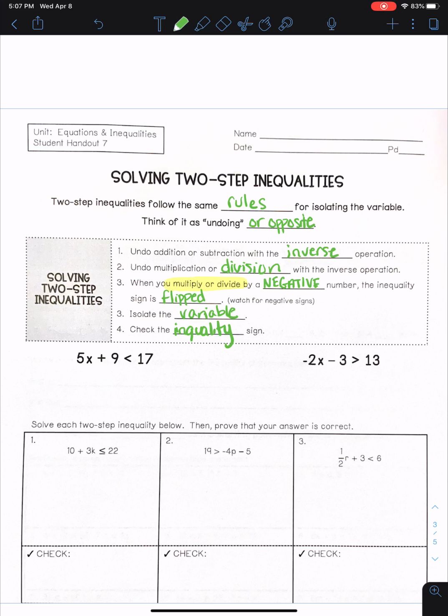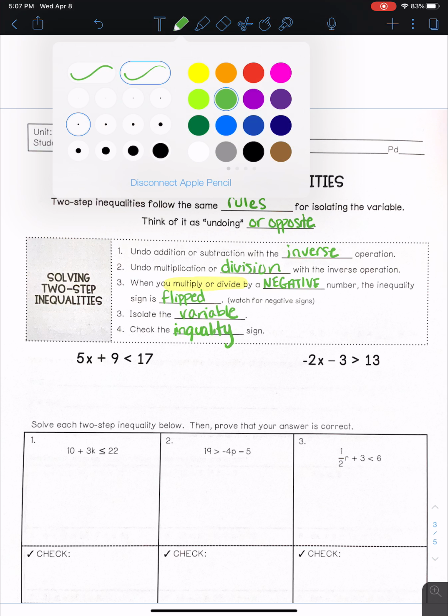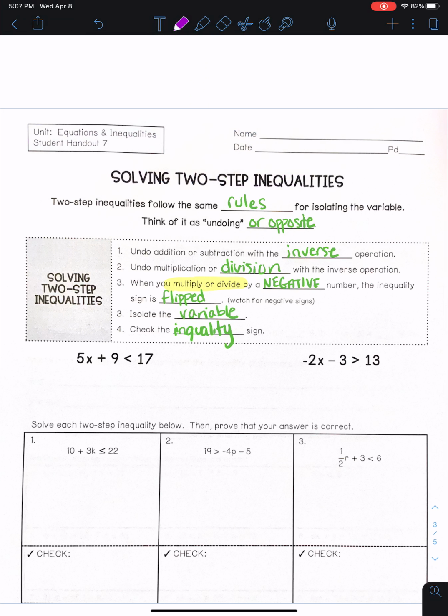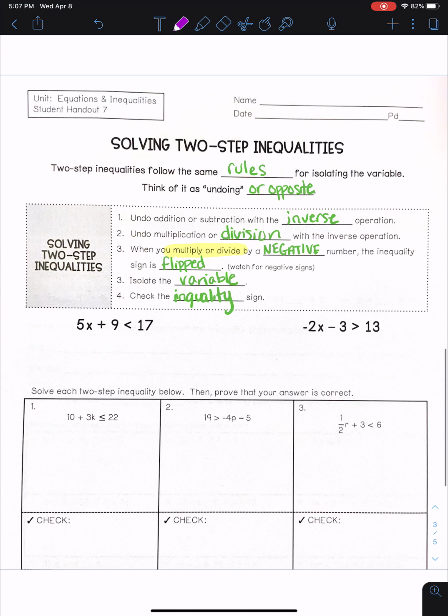All right, let's start solving. The first one, we have 5x plus 9 is less than 17. So again, we're going to solve the same way. Isolate the variable, so leave the variable alone. We have plus 9. The inverse of addition is subtraction. So if I subtract on both sides, 9 minus 9 is 0. So I cross it out. 17 minus 9 is 8. So I have 5x is less than 8.